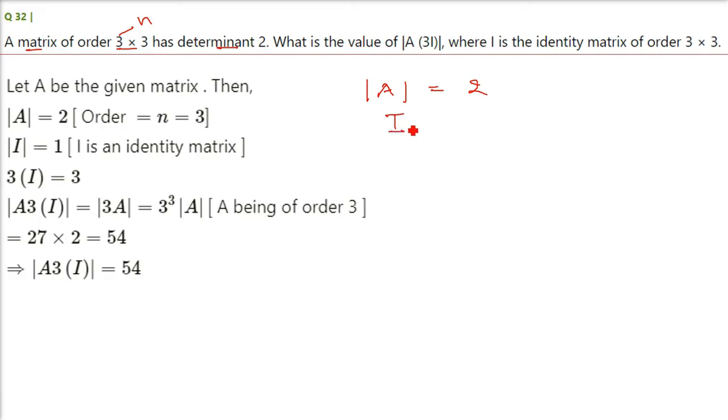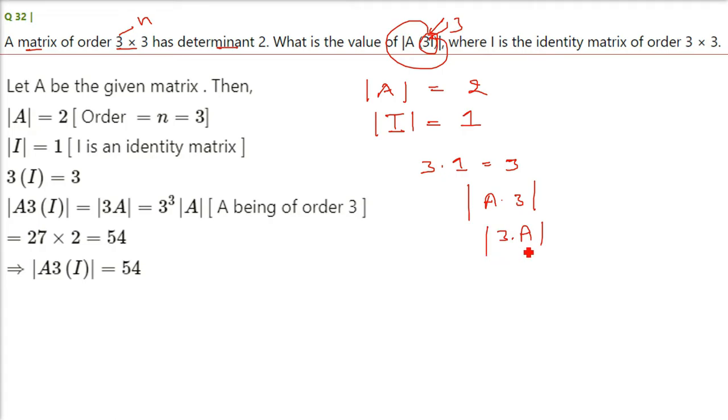Now the identity matrix is 3 by 3, so you have 1, 1, 1 on the diagonal, and its determinant is always 1. Now what is 3 into I? 3 multiplied by the identity matrix gives 3 on the diagonal. Now you have to multiply this with A, so you can write A times 3I as 3 times A.